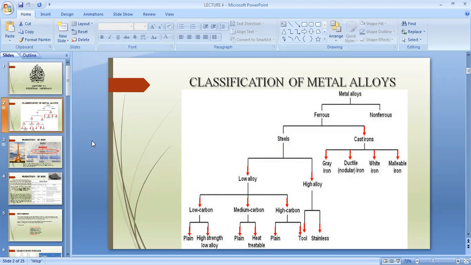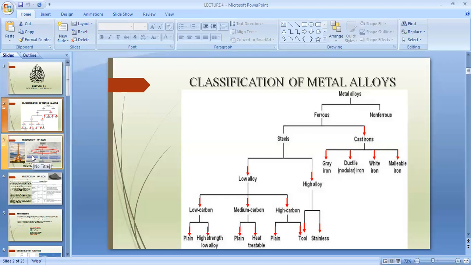So we discussed the classification of metal alloys as ferrous and non-ferrous alloys, and then ferrous alloys will be majorly classified into steel and cast irons. In cast irons, we have gray cast iron, white cast iron, ductile and malleable cast iron, and nodular cast iron. These are some types of cast iron. And with the steel, we have low carbon steel, medium carbon steel, and high carbon steel. And there is another type called stainless steel. So there can be a high percentage of alloy or a low percentage of alloy.